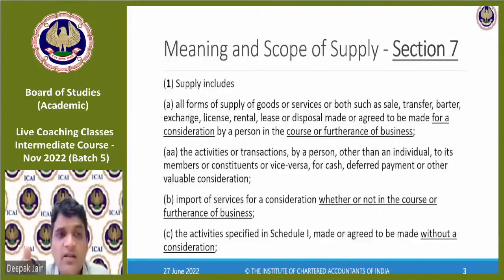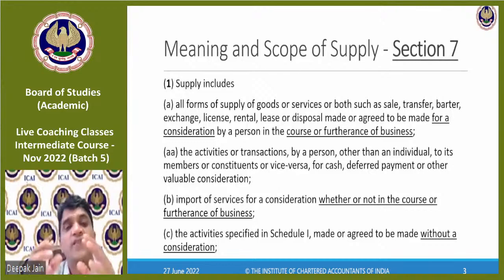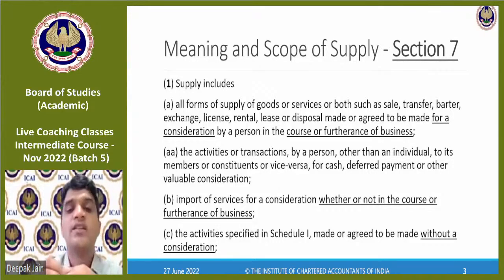Clear? Second part, 7(1)(aa). Earlier there was A, B, that is understood. What is AA? AA means this is an amendment, because there were A and B, and they needed to add something more, so they made it AA because they felt there was an amendment required, so that's why they brought this amendment. The activities or transactions by a person other than an individual to its members or constituents or vice versa for cash, deferred payment or other valuable consideration. What does that mean? The activities or transactions done by a person other than an individual. Other than an individual, if some entity is doing it to its members or constituents.